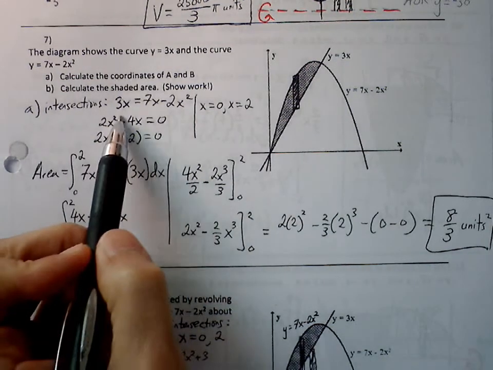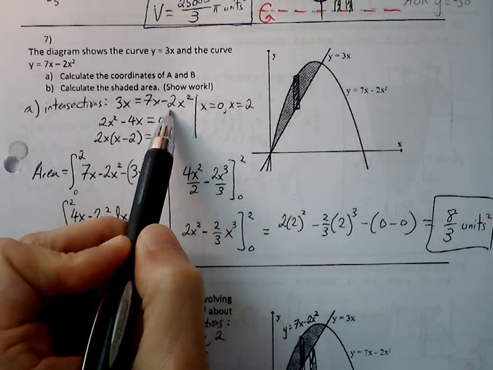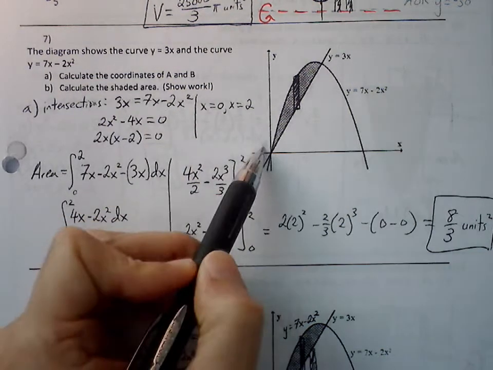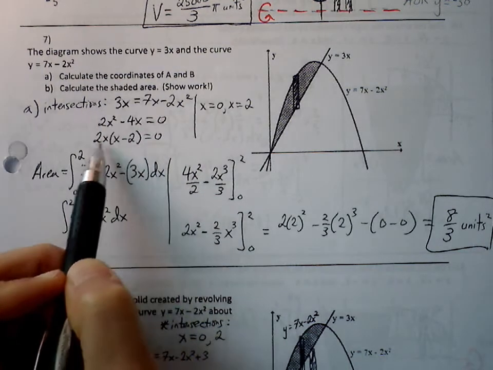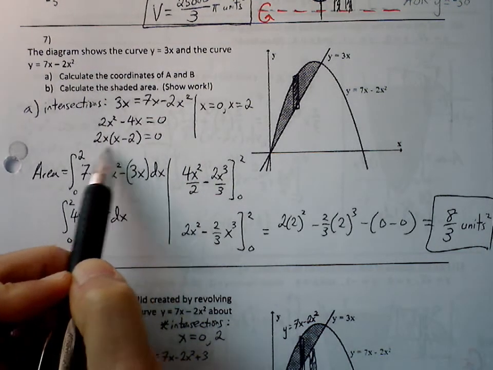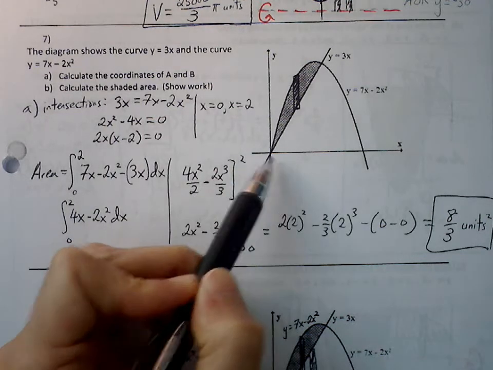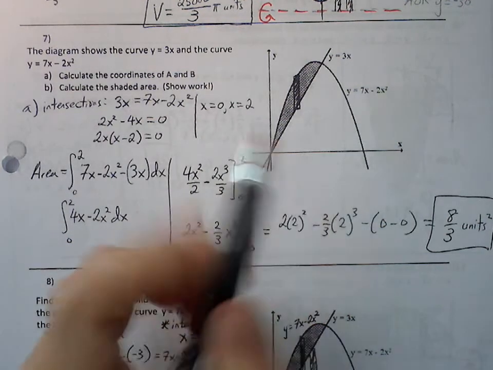So we set 3x equal to 7x minus 2x squared to figure out where their intersections are. So we'll bring everything over to one side, factor a 2x out, solve for x, and we get 0 and 2. So those are our boundaries, 0 and 2.